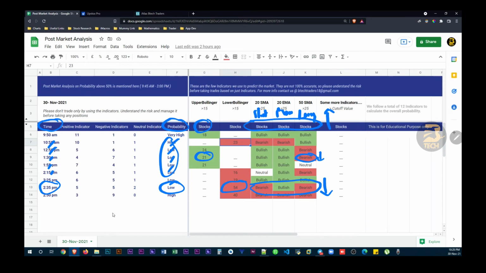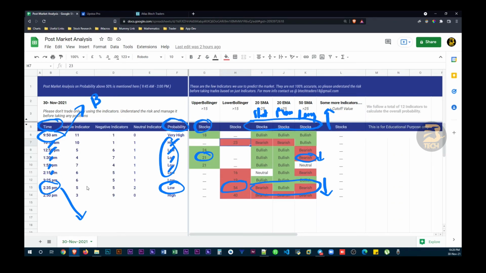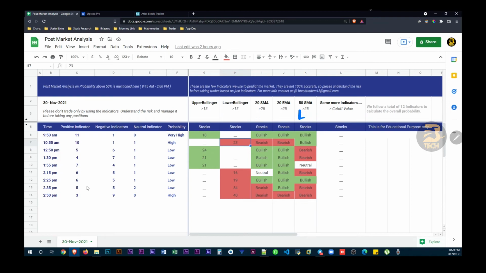So we can conclude that at 9:50 AM we have an uptrend or bullish trend, and at 2:50 PM we have a downtrend. So let's check how these entries actually played out in the actual scenario. The position is 9:50 as a bullish entry and 2:50 as a bearish entry. These have the highest probability.